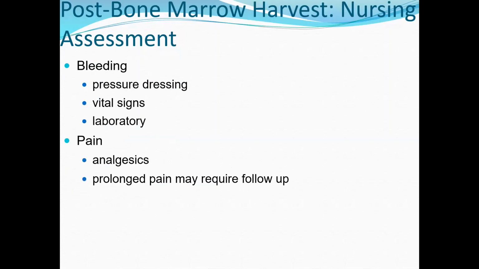So post-marrow harvest nursing assessment. We'll assess whether bleeding is there or not. We'll put a pressure dressing and do the dressing if the site is oozing or bleeding. We'll measure the vital signs and send the CBC after the procedure. And for pain, we'll give analgesic to relieve the pain, and prolonged pain may require follow-up.